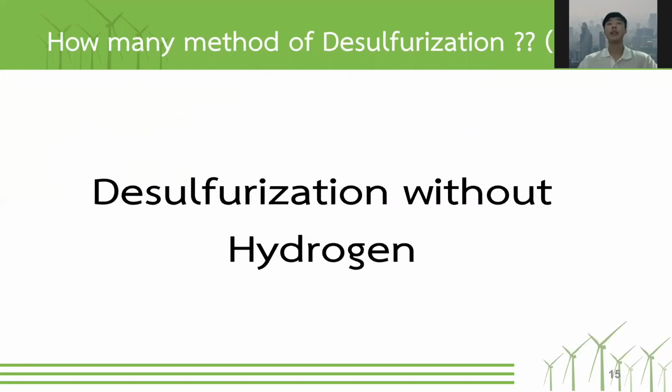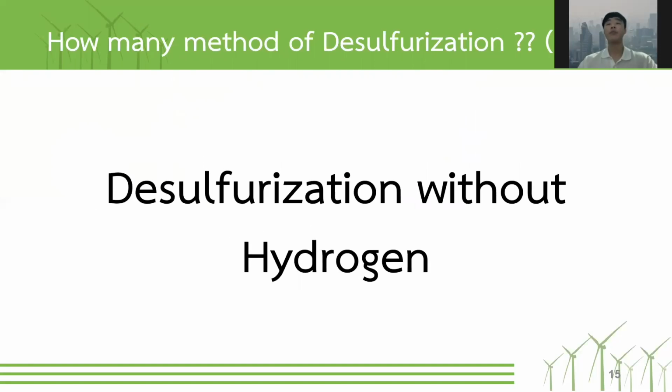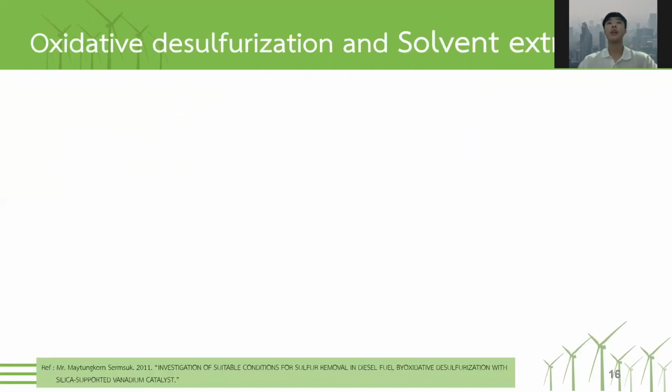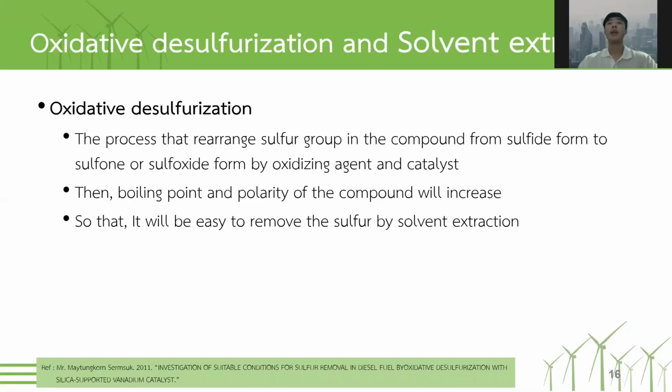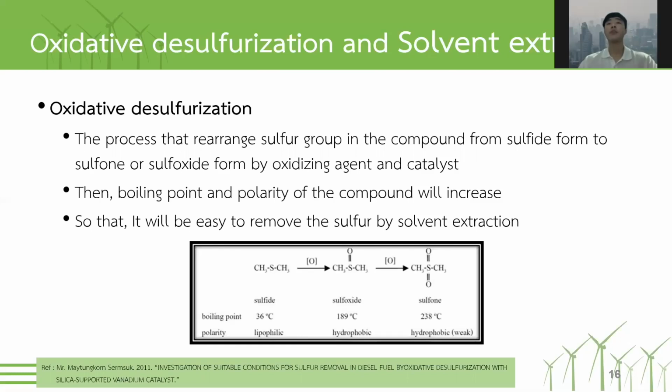And next is desulfurization without hydrogen, which you can call oxidative desulfurization and solvent extraction. That is divided into two steps. The first step is oxidative desulfurization, the process that rearranges the sulfur group in the compound from sulfide form to sulfone or sulfoxide form by an oxidizing agent and catalyst. And then the boiling point and polarity of the compound will increase so that it will be easy to remove the sulfur by solvent extraction.